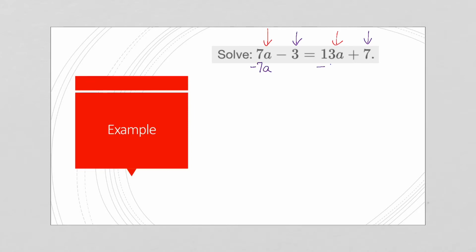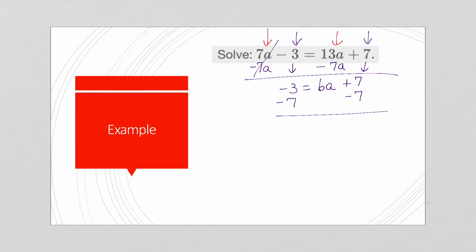I'm going to subtract 7a from both sides of the equal sign. That creates 0. I'm going to bring this straight down. 13a minus 7a is 6a, and I'm going to bring this straight down. Now I'm going to move my constants to the same side. I'm going to put my constants on the left this time. Negative 3 minus 7 is negative 10. And now I divide both sides by 6. And so I get that negative 5/3 is equal to a.